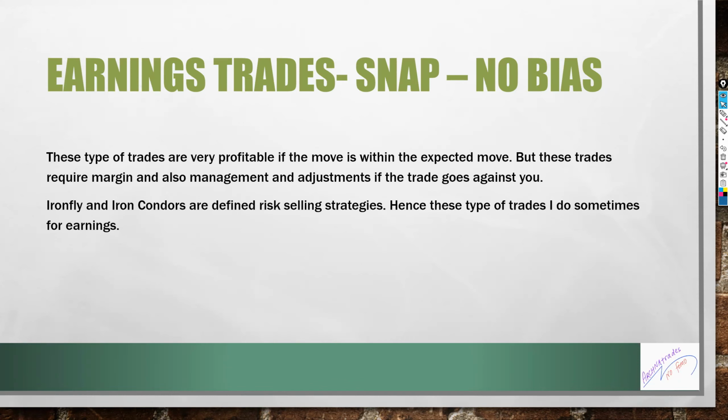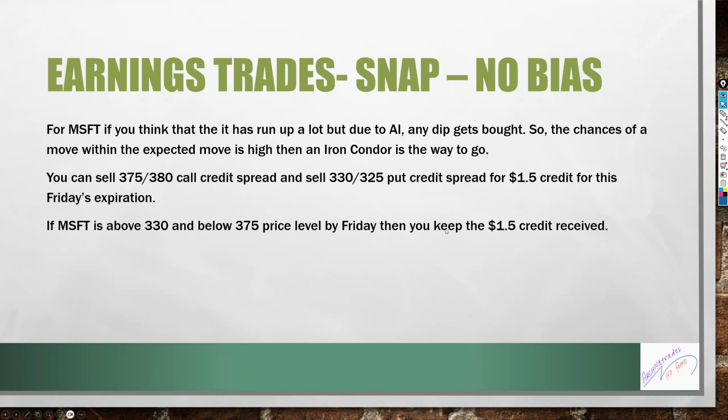So these iron condors, strangles, straddles, and iron flies, they require management. They require adjustments. But these are good profitable trades to do during earnings. They become a little complex because of the adjustments. So that's outside the purview of this presentation. So let's go ahead.